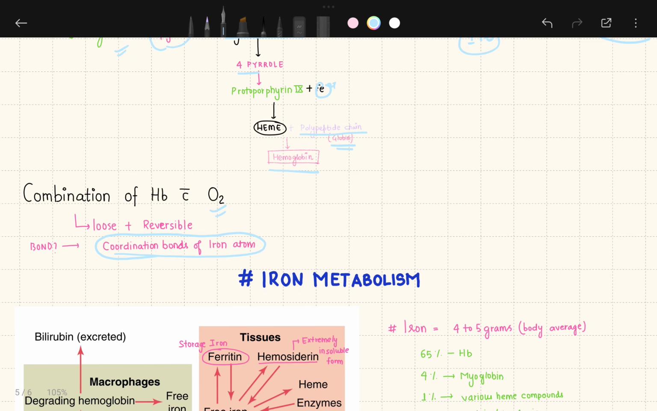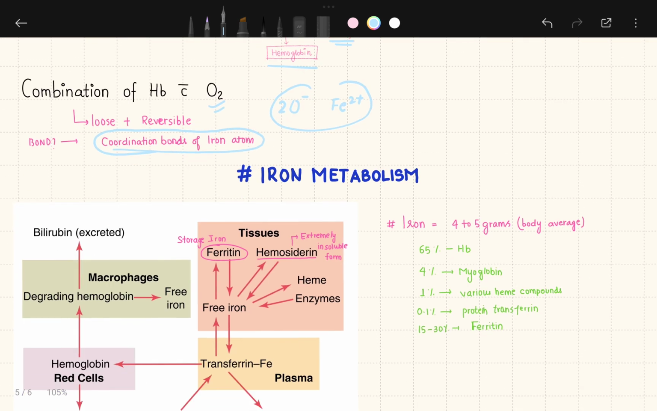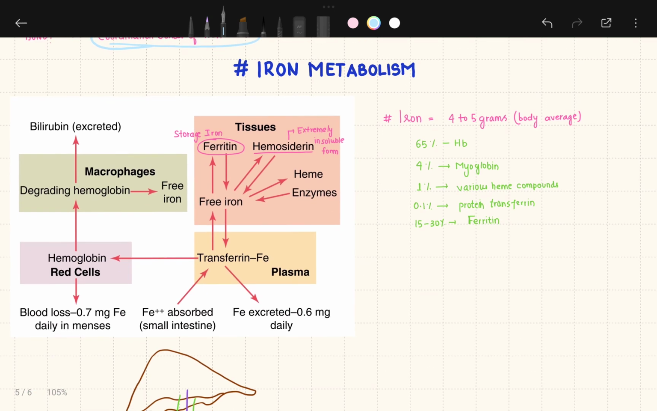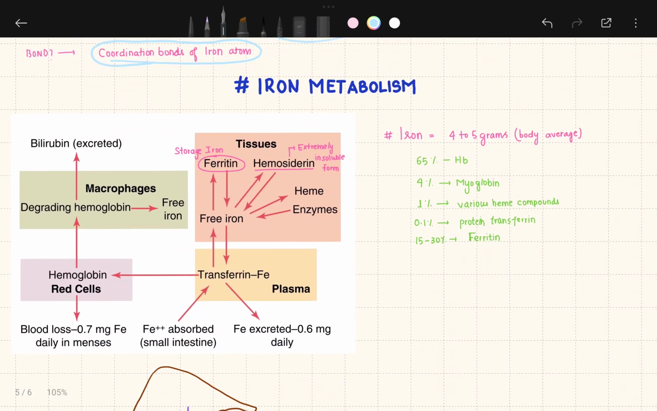It does not combine with Fe2+ like two oxygen molecules combining and forming FeO2. That doesn't happen. They do not form an ionic bond. It is a very loose and reversible bond, a kind of coordination bond of the iron atom. So why is it loose? So that in the tissues it can dissociate, and tissues can get proper oxygen, and it can bind easily and reverse easily. That's why it is a very loose and reversible combination, or bonding.